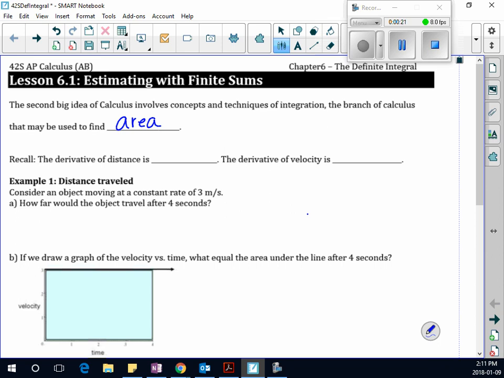Recall, the derivative of distance is velocity. The derivative of velocity is acceleration.